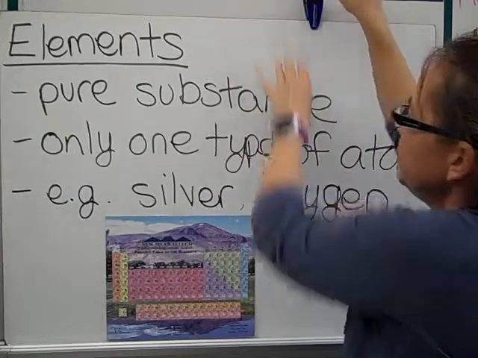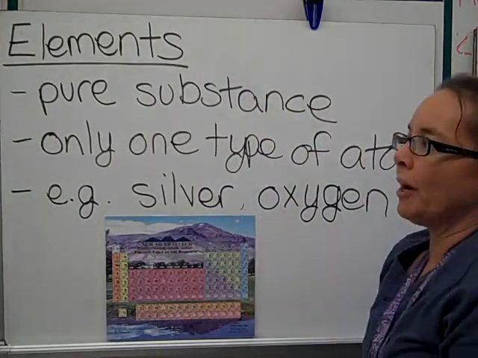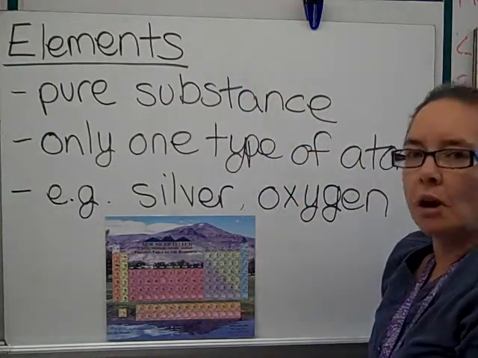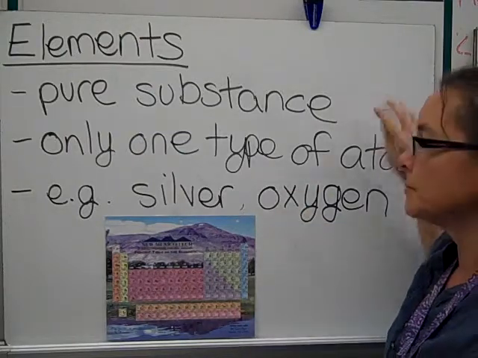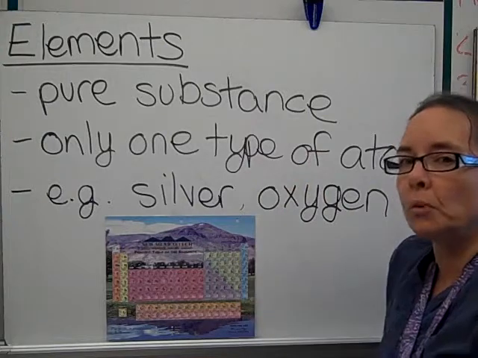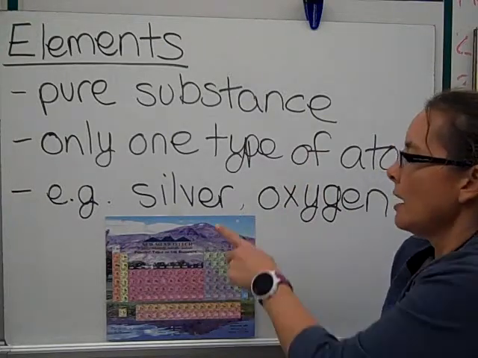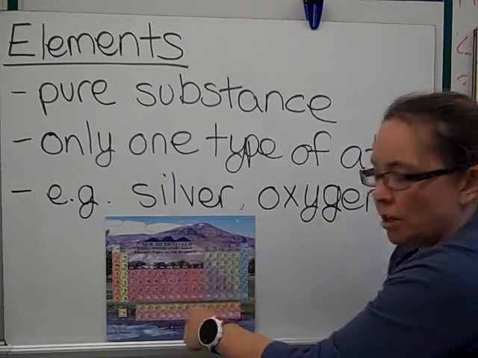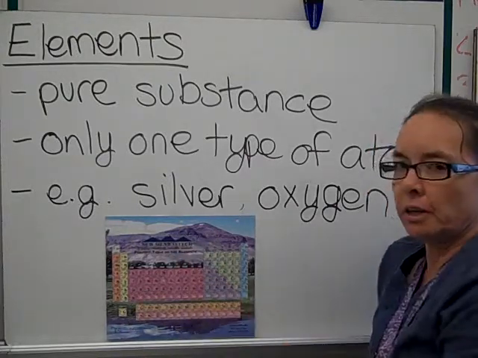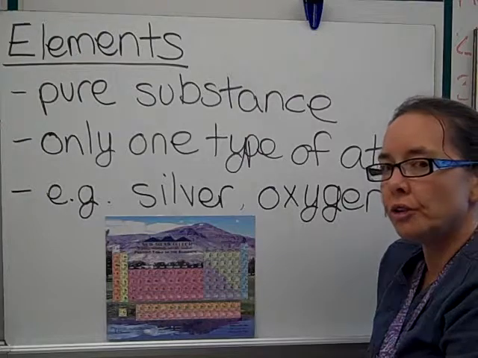So elements. Remember, we are comparing elements, compounds, and mixtures. So elements are pure substances. They contain only one type of atom. And a couple examples would be silver and oxygen. These are actually all the elements. This is the periodic table. There's a little over 100 of them.